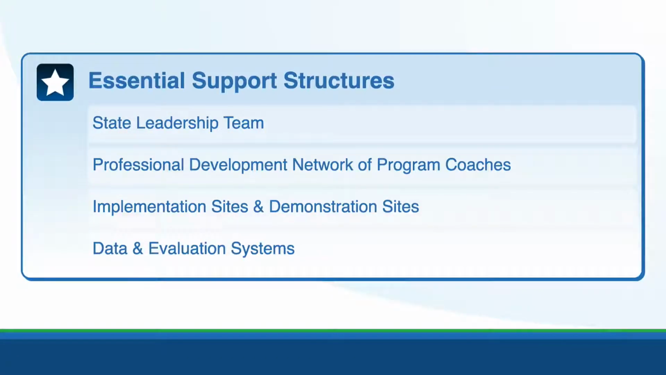This guide is organized around 4 essential support structures: a state leadership team that guides the initiative, a professional development network of program coaches who provide training and guidance to programs, implementation and demonstration sites where the evidence-based practices are put into action, and a data and evaluation system that is used to collect program, child, and family outcome data.